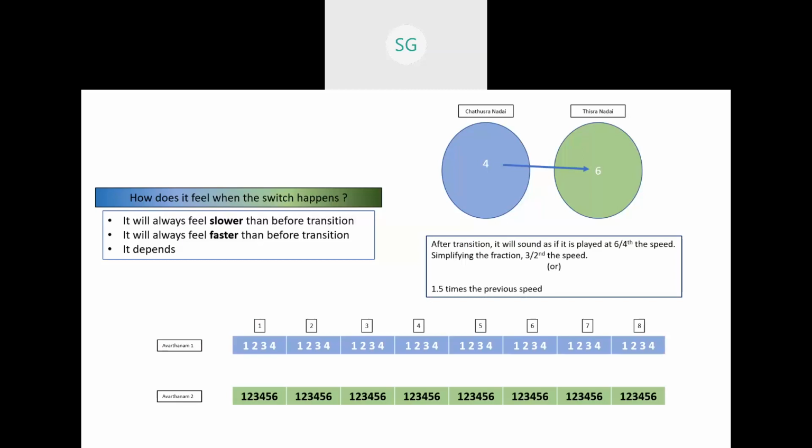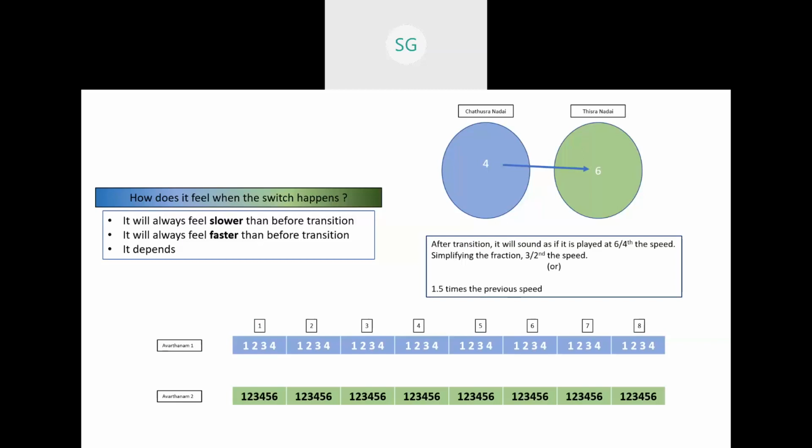Takadimi, takadimi, takadimi, takadimi, takadimi, takadimi, takadimi, takadimi, tadinginatom, tadinginatom, tadinginatom, tadinginatom, tadinginatom, tadinginatom, tadinginatom, tadingin, takadimi, takadimi, takadimi, takadi, tadinginatom, tadinginatom, tadinginatom, tadinginatom.